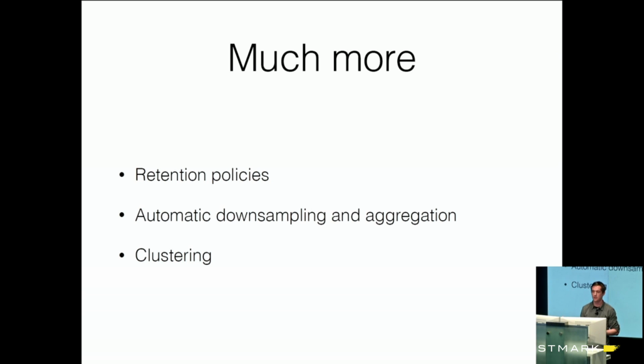So the other things that I touched on very briefly, retention policies. This is handled for you automatically by the database. Automatic downsampling and aggregation. It's a feature we call continuous queries. Basically, for any of the queries that you can issue, you can tell the database, run this query in the background continuously so that you can then visualize, like put dashboards around downsampled, lower precision data. And then finally, there's clustering.